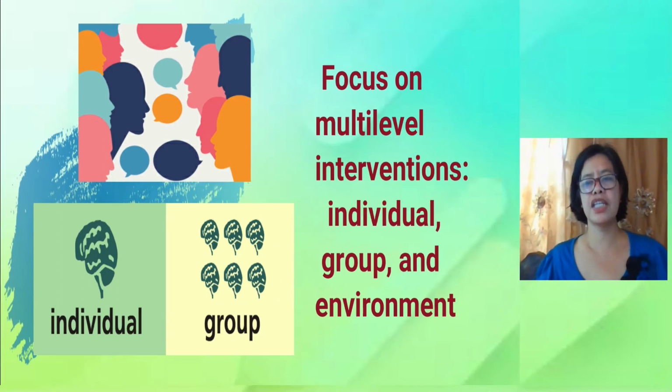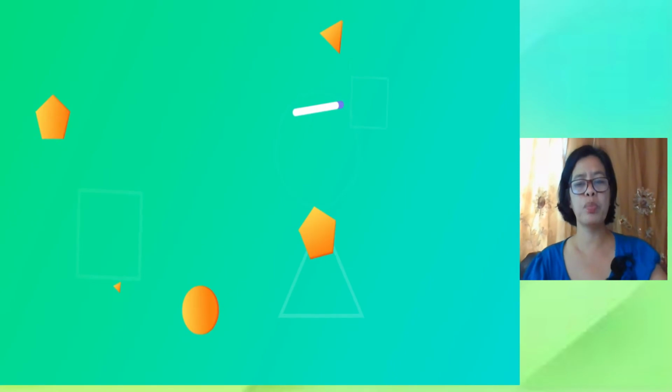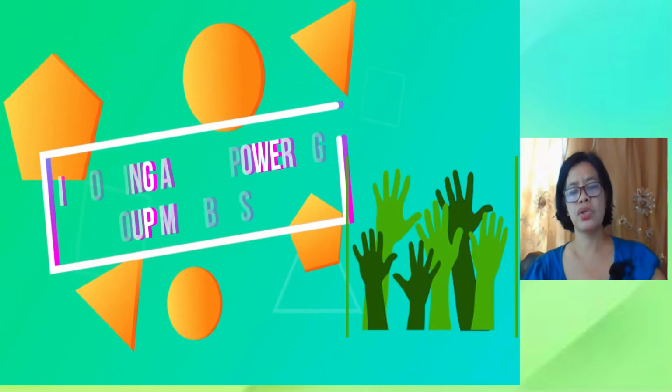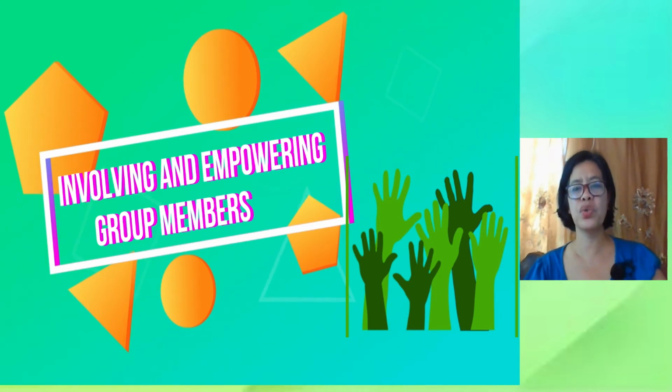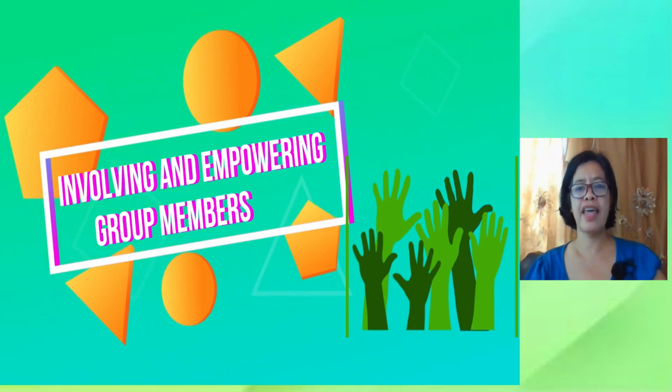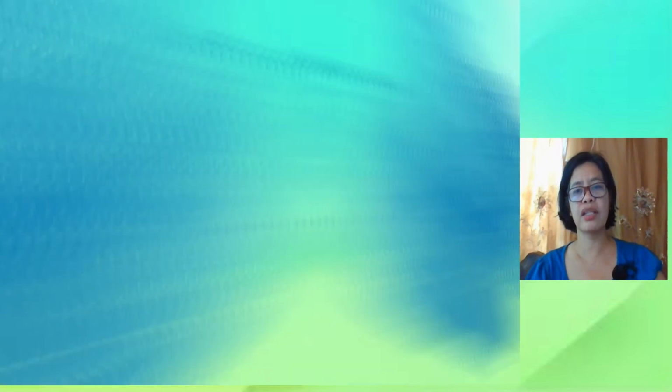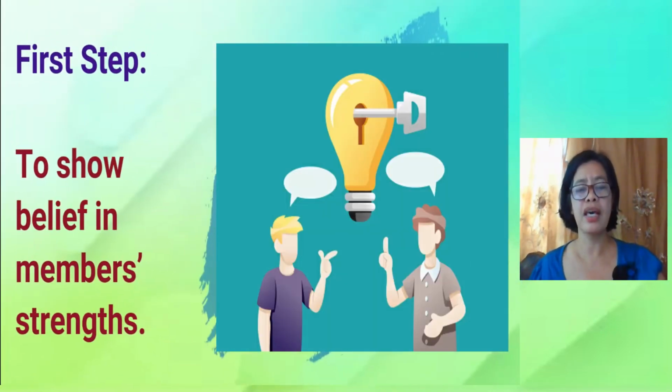The third activity is involving and empowering group members. So how would we do that? The very first step is to show belief in members' strength, that they are capable, that they have the ability to do it.